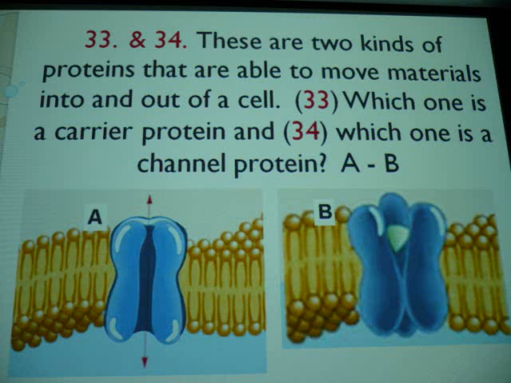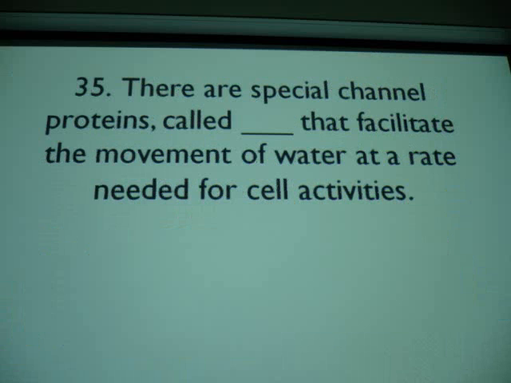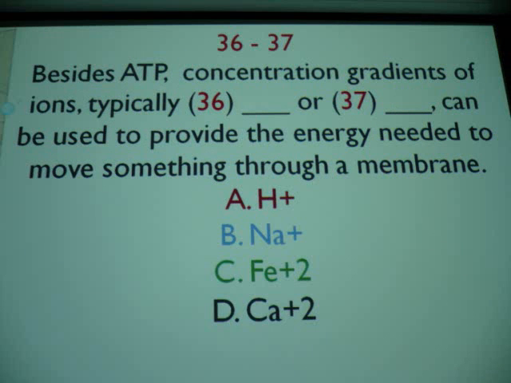One's a carrier and one's a channel. Okay, which one's a carrier? B. B is a carrier, squeezing it through, and a channel is just an open tube. So the answer would be in order: Bravo, and then Alpha. There are some channels that are only good for moving water. What do you call them? Aquaporins.